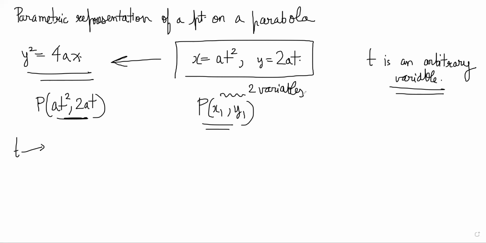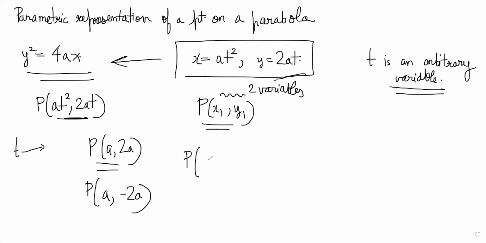If t is equal to 1, a point on the parabola would be (a, 2a), which is the end point of the latus rectum. If t is equal to -1, a point would be (a, -2a), right? If t is equal to half, it will be (a/4, a), right? You will realize that all of these points lie on the parabola. Now, there are several things that we will do with this parametric form.